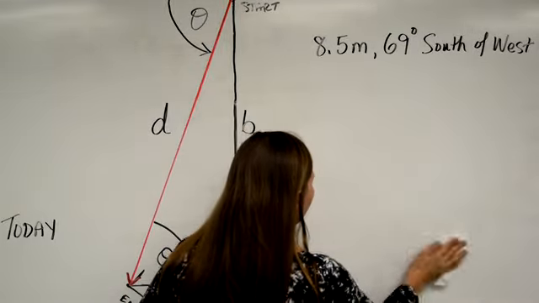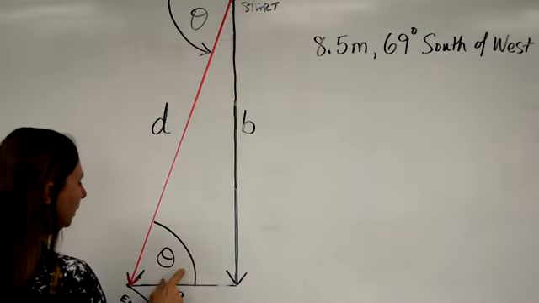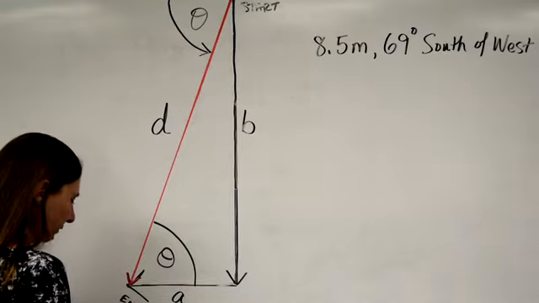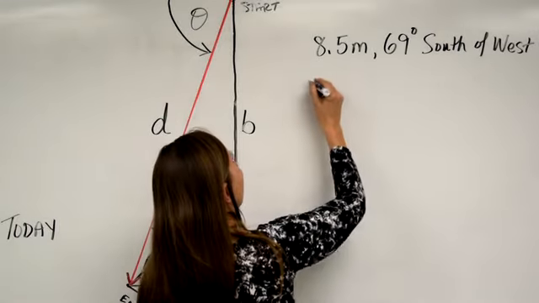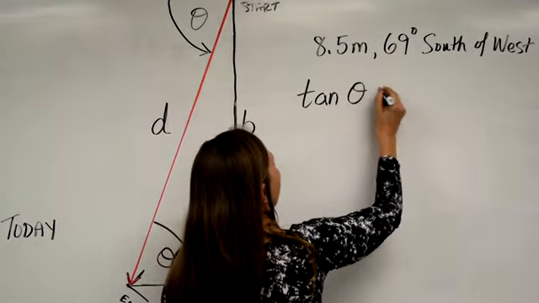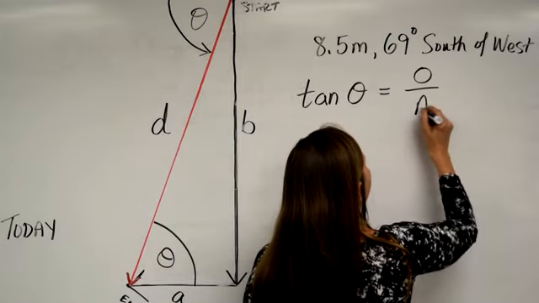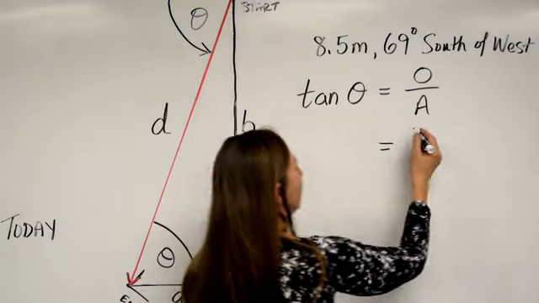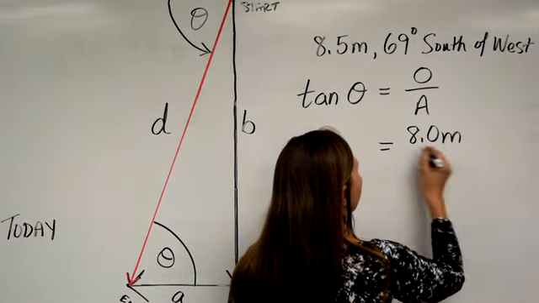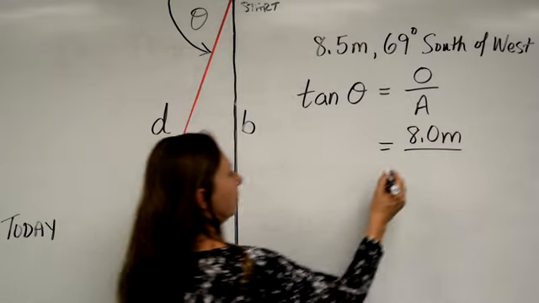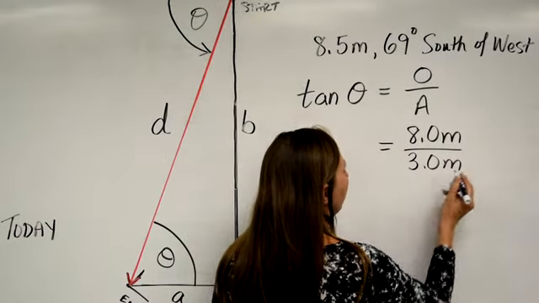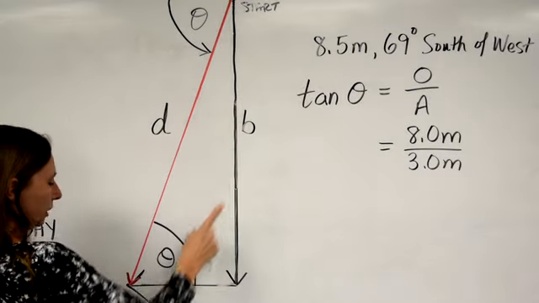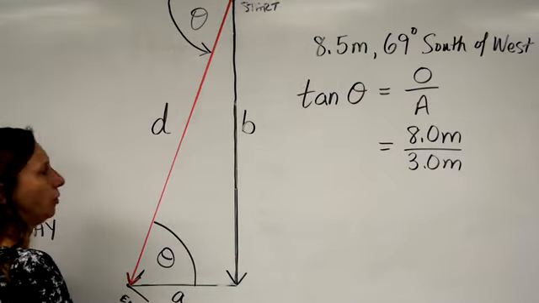Now let's figure out the angle. This angle here, which is the same as that angle there, that's the angle that we're talking about. So, the tangent of theta is going to be the opposite over the adjacent. Here's the angle theta. The opposite is 8.0 meters. The adjacent is 3.0 meters. Opposite the angle is 8.0 meters. Adjacent to the angle is 3.0 meters.